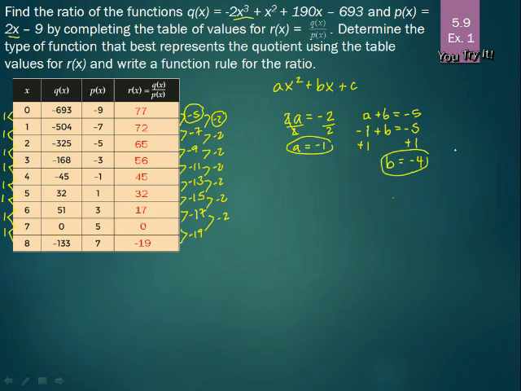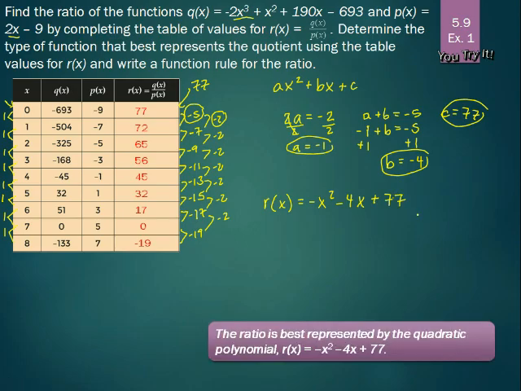And then c will just be our y-intercept. So when x equals 0, r of x will equal 77, and so we know that c will equal 77. Putting those into our form, r of x equals negative 1x squared, or just negative x squared, and then negative 4 for b, x, and then plus 77 for c. Let's summarize our answer. The ratio is best represented by the quadratic polynomial r of x equals negative x squared minus 4x plus 77.